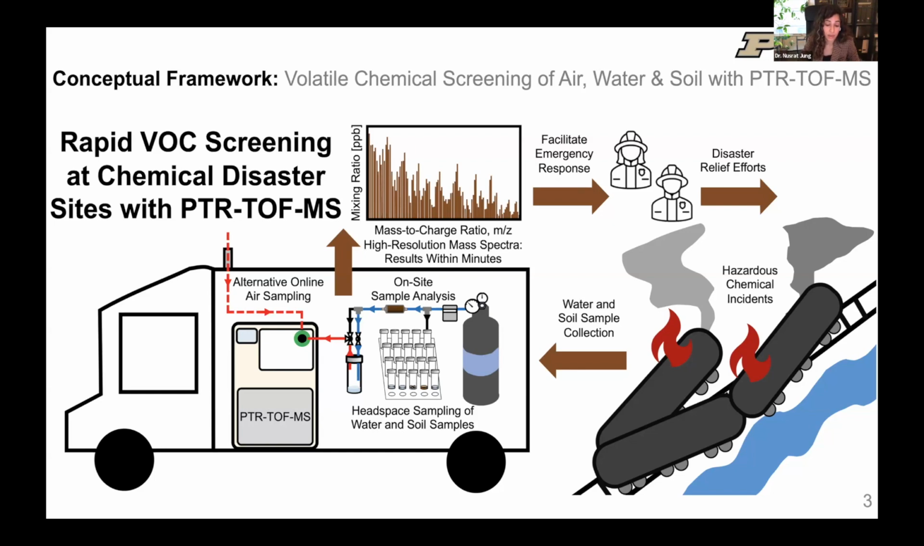to conduct a very controlled headspace sampling inside a mobile vehicle to provide high quality information that can generate a mass spectra. Mass spectra is something that you see on the screen. You see a mass to charge ratio and a mixing ratio. And this can actually provide you with information of what volatile chemicals may be present in the environmental media to facilitate emergency response to support disaster relief.